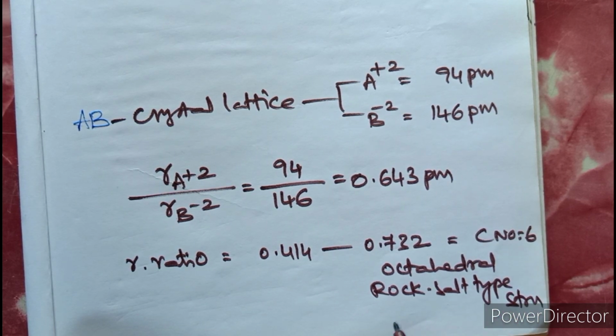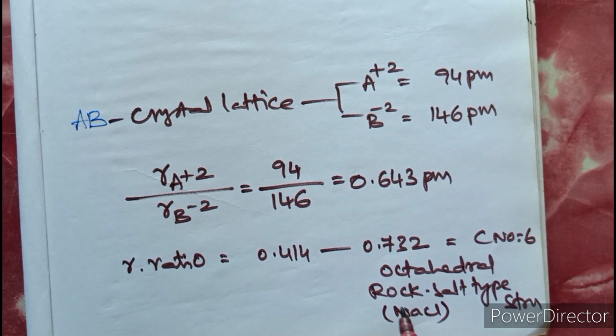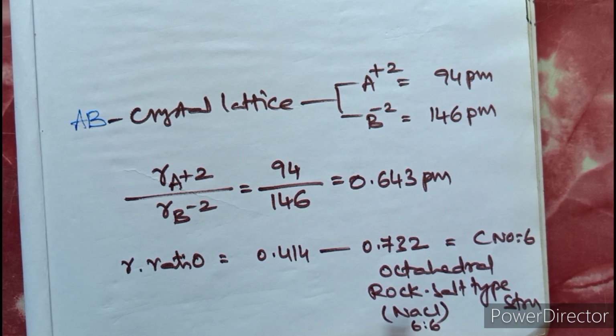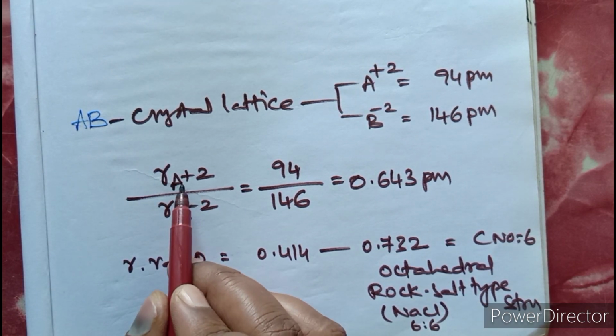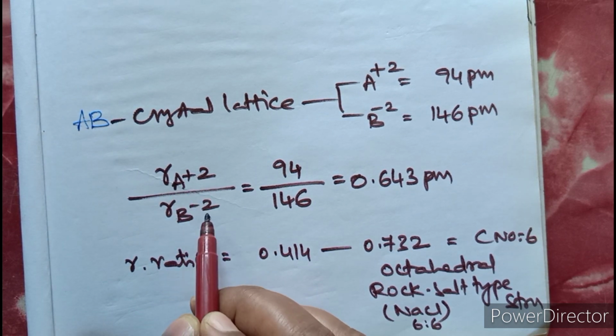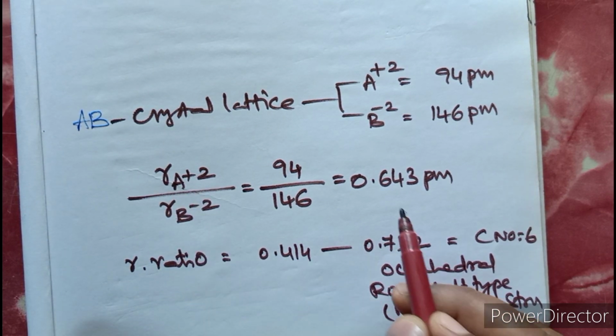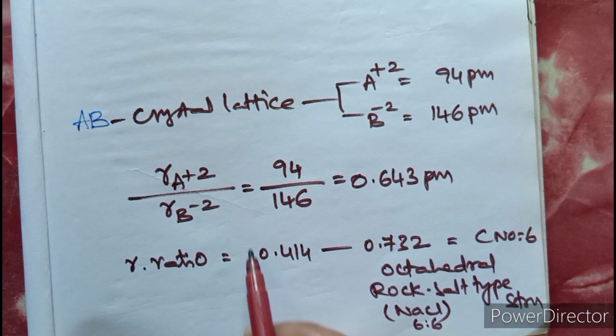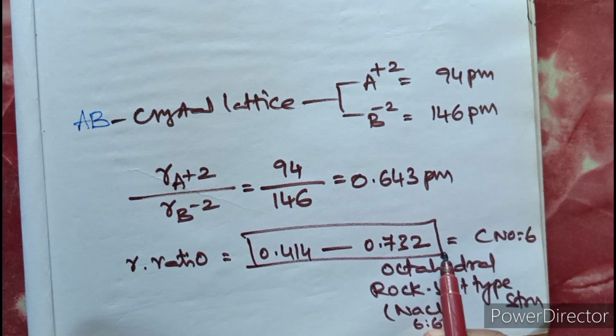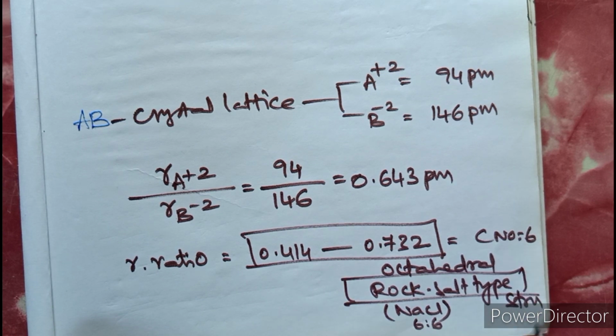Rock salt type of structure means the NaCl type of structure. Its coordination number ratio for cation and anion is 6:6. This bivalent cation and bivalent anion radius ratio is 0.643, which lies between this radius ratio range. That's why it looks like a rock salt type of structure.